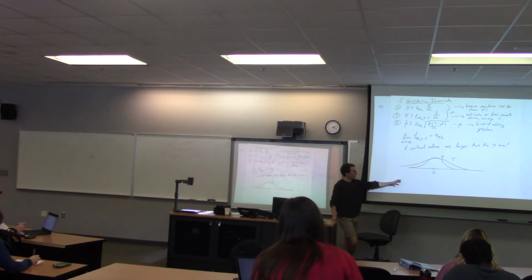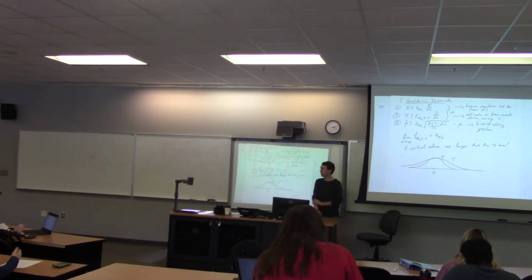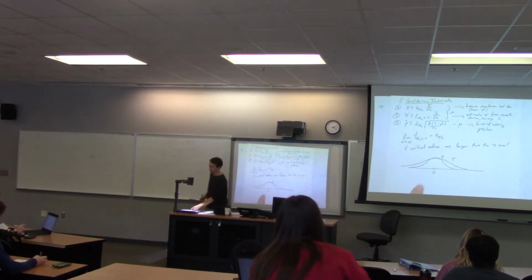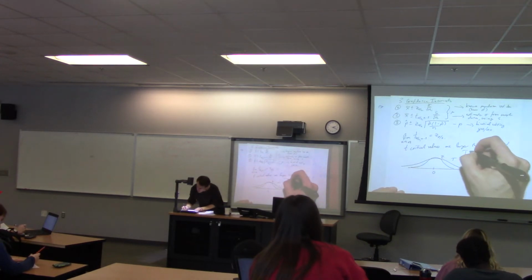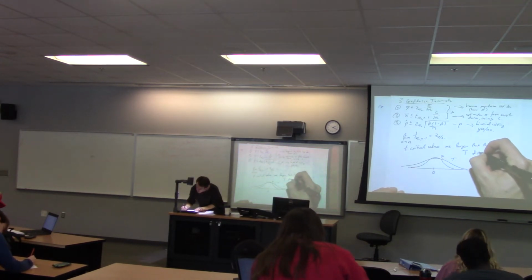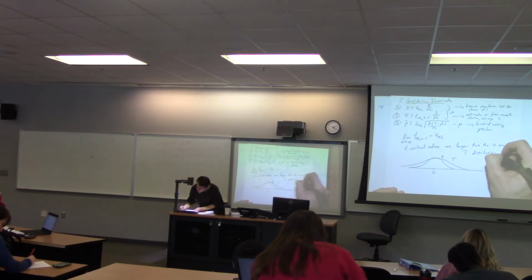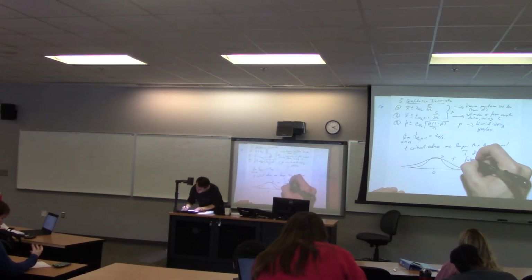They both just look like bell curves. But comparatively, the t distribution has what we call fatter tails.